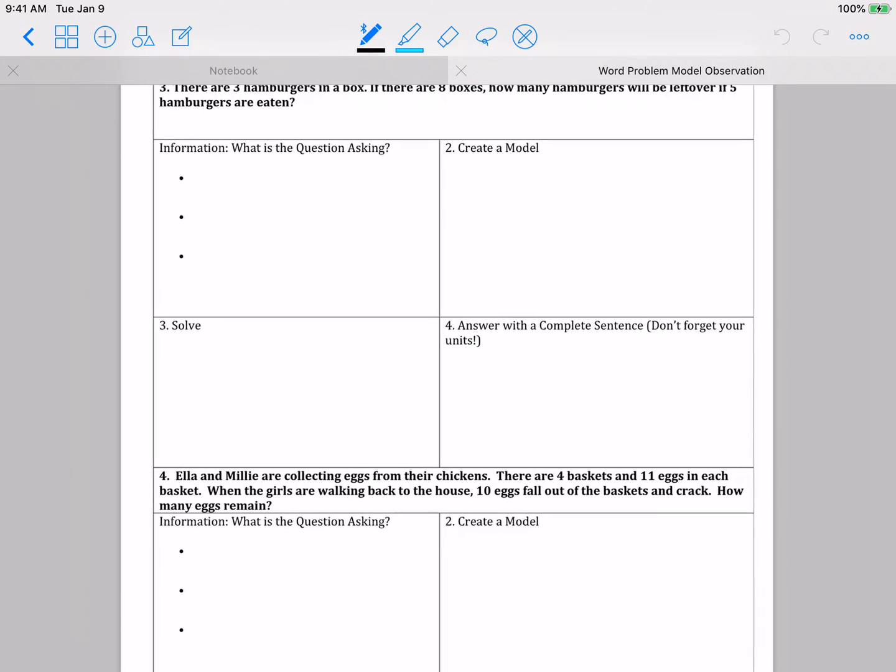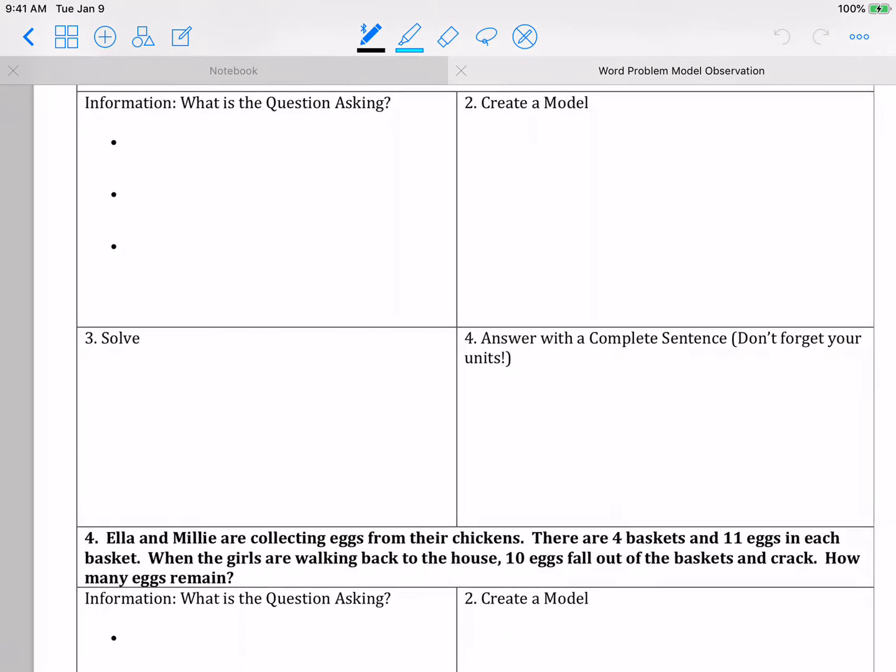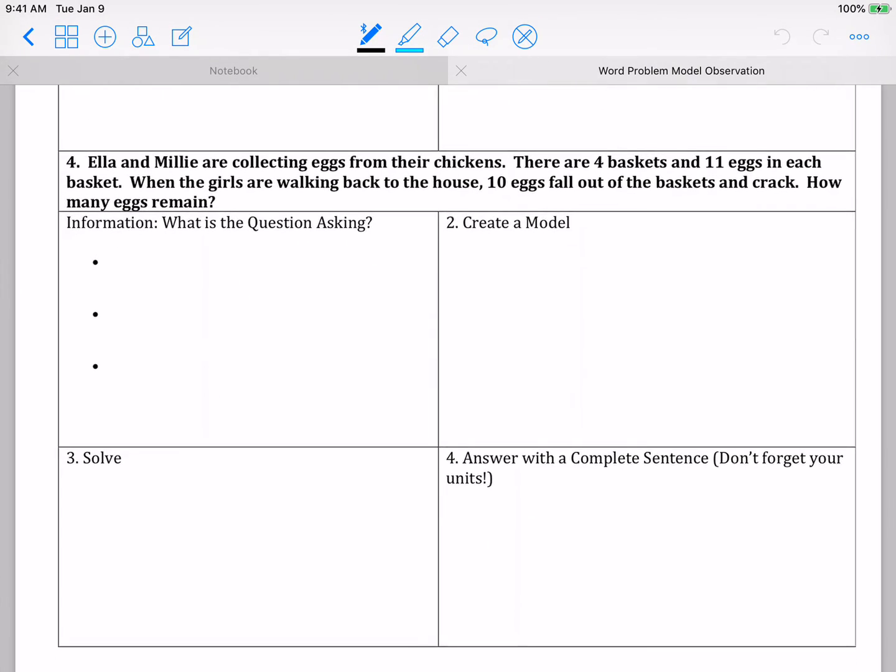For number 3, there are 3 hamburgers in a box. If there are 8 boxes, how many hamburgers will be left over if 5 hamburgers are eaten? So we need to think 1 step or 2 steps. And what's our first operation? So our operations are addition, subtraction, multiplication, or division. What's the second one?